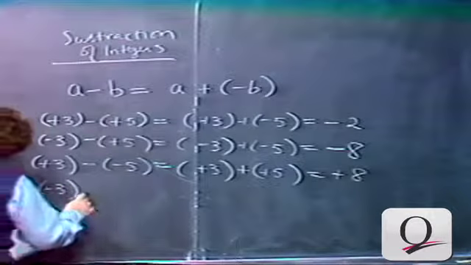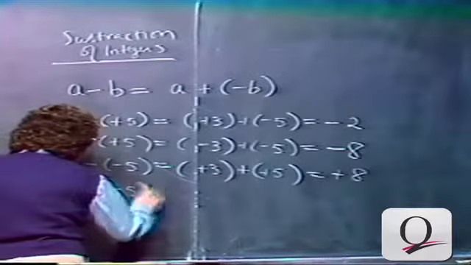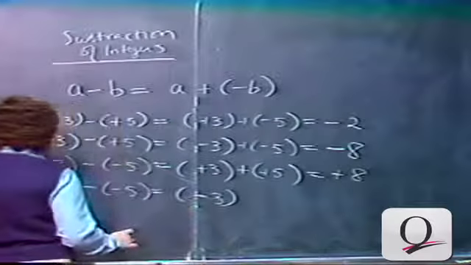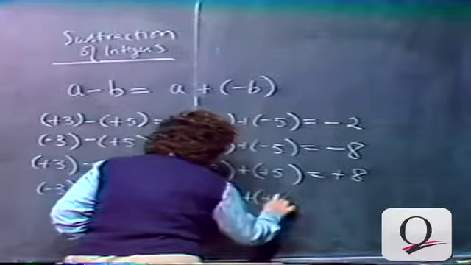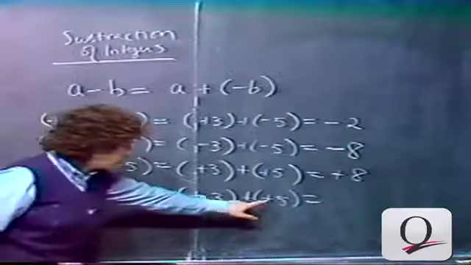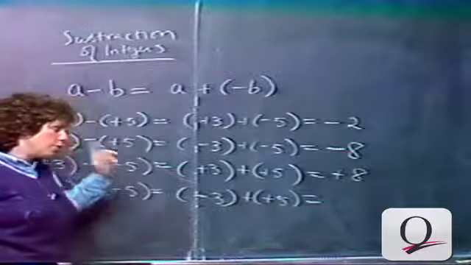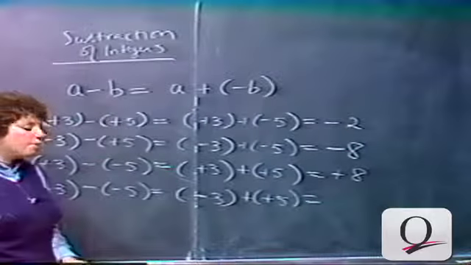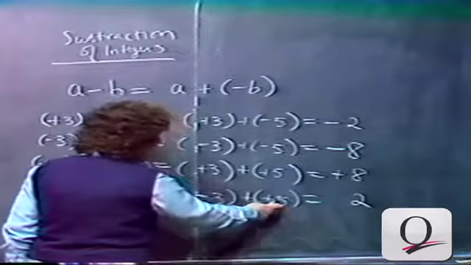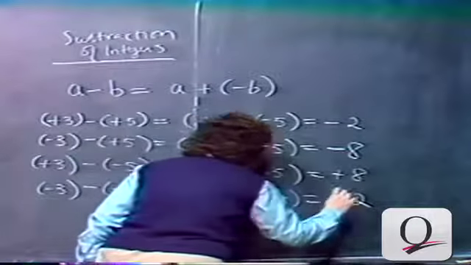Minus 3 take away a minus 5 gives us minus 3, and then add the opposite of minus 5, which is plus 5. Now we're adding signed numbers. They have different signs, so we will subtract. 5 take away 3 is 2. The larger number was the 5. It had a plus sign, so the answer has a plus sign.